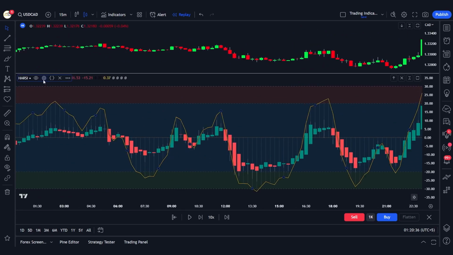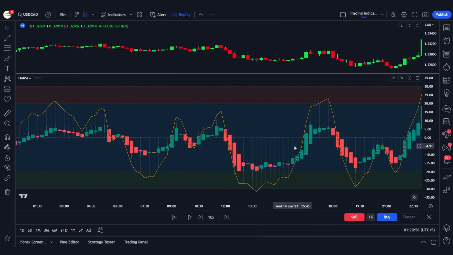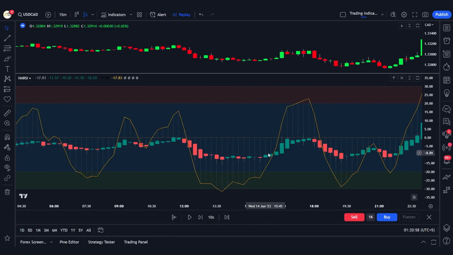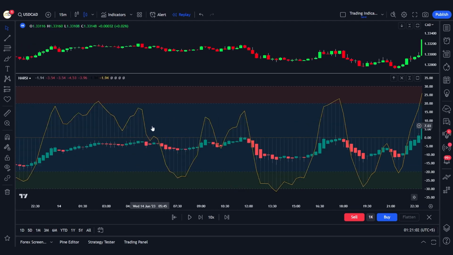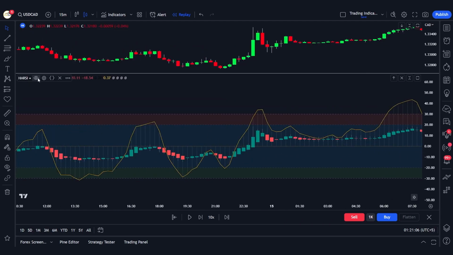If we go towards the indicator settings, we can see here that there are multiple inputs that we can give the indicator. First of all, there is the Heiken Ashi RSI candles, and if we increase the length of these candles, you will see the length of these will also increase. So if I change this to 30, then we'll see that the length of these candles will also increase. As you can see here, now the lengths of these candles have increased, and you can see the price action is responding to it more slowly than it was earlier.